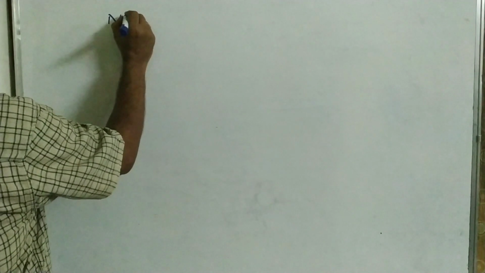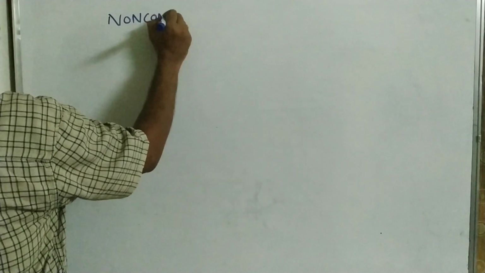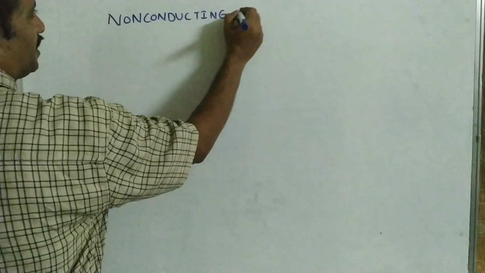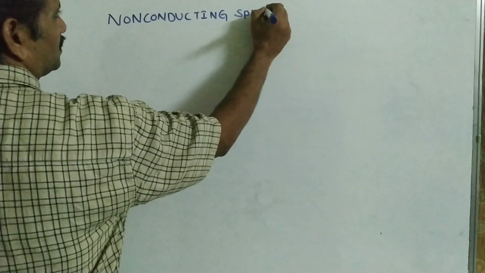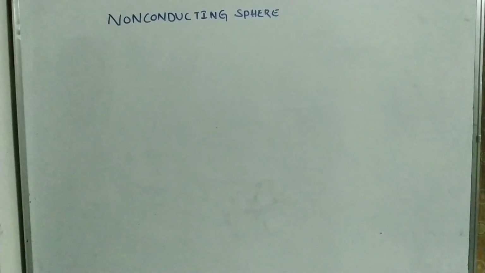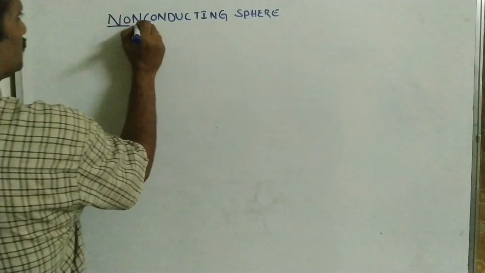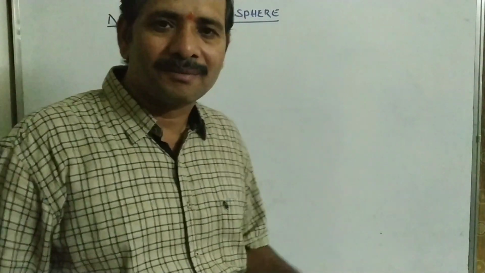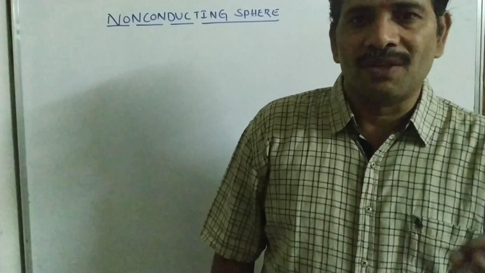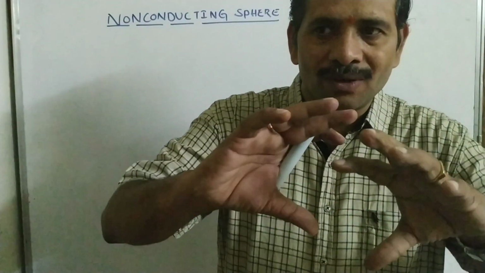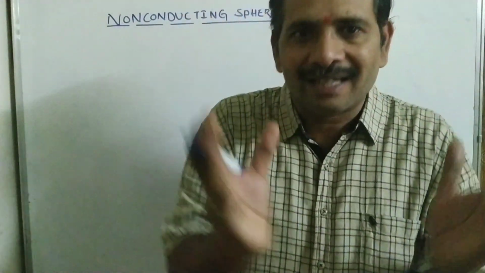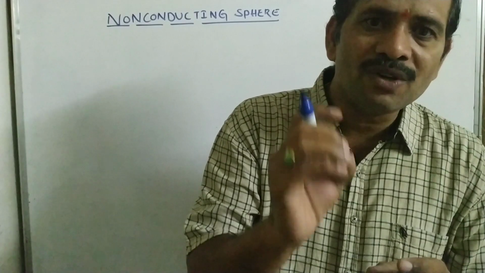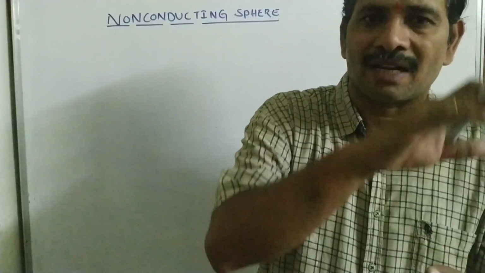Non-conducting sphere. Conducting sphere. In a non-conductor, if you place any charge, it is localized at that place only, whereas in a conductor, wherever you keep the charge, it moves to the surface.